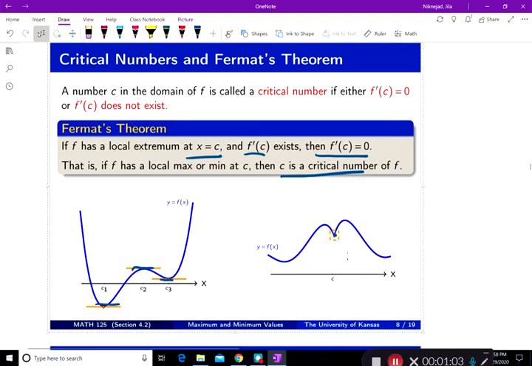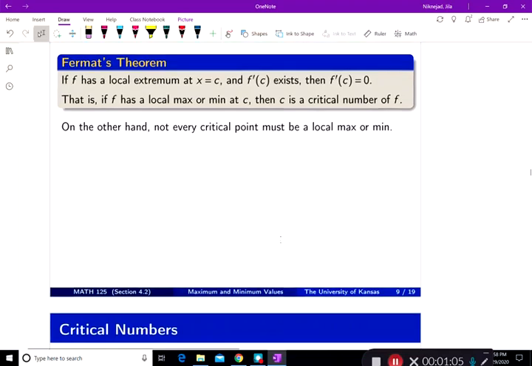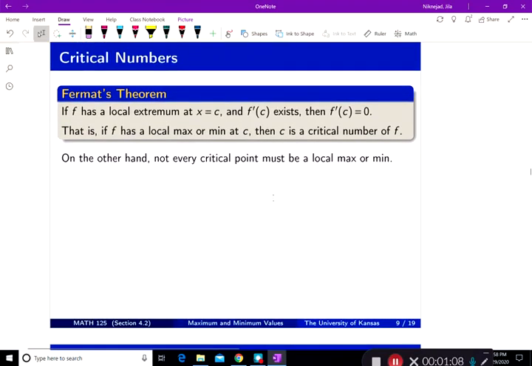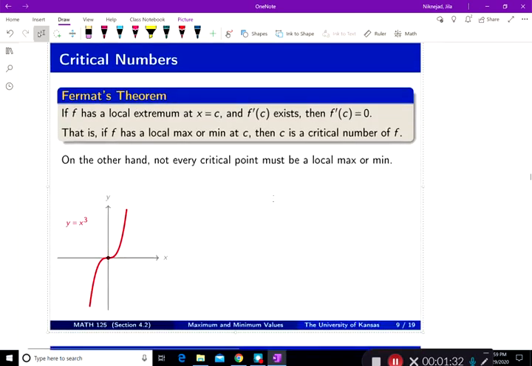Now, in the next part, we want to make sure to know that Fermat's theorem is telling us if c gives a local extremum, then c is a critical number. It does not work the other way around. If c is a critical number, we are not guaranteed to have a local max or local min at c. And see, here's one example.